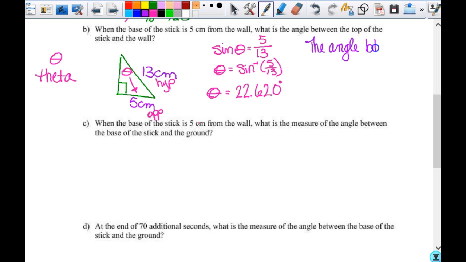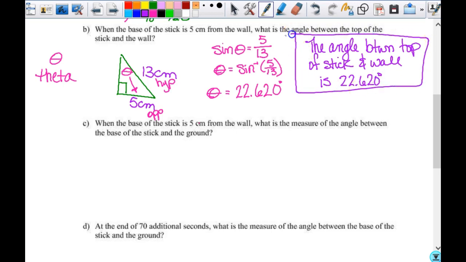angle between top of stick and wall is 22.620 degrees. You have to be able to verbalize your answer, even verbalizing it in writing.